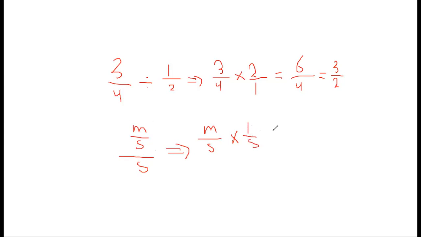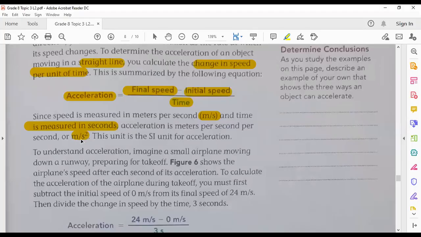1/2, which is equal to meters per second squared. Okay, understood? Yes. Fine. So this is the units of acceleration, meters per second squared. This is the SI unit, international system of units.